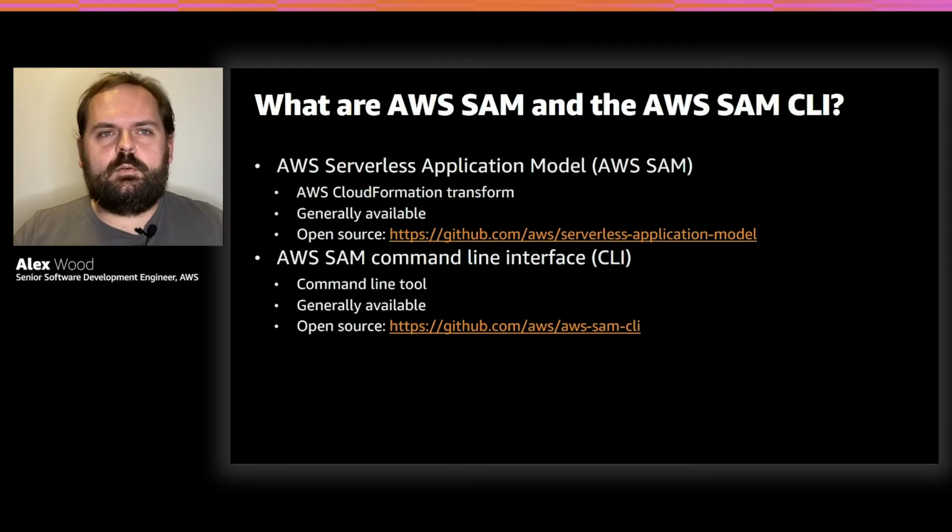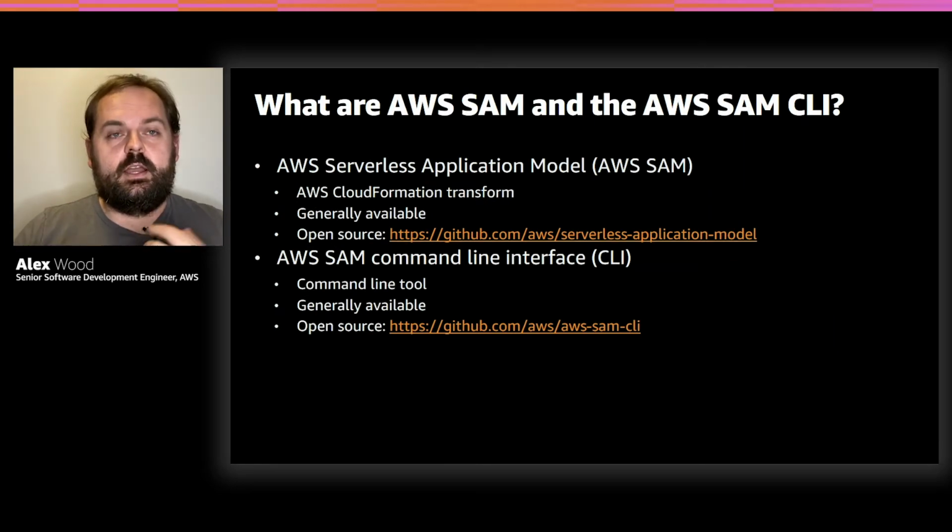So briefly, what AWS SAM and SAM CLI are: SAM is an AWS CloudFormation transform. So essentially, you can define inside your template that you would like to use serverless resources, and it provides you a number of helpful abstractions and is also open source on GitHub. The AWS SAM CLI is a command line tool that is open source as well. Both of these are generally available and operationally stable and kind of work together.